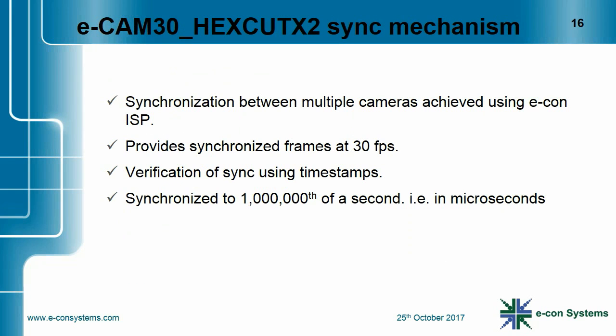One of the additional features of this product is the synchronization capability, and we have achieved 2 levels of synchronization in this product. The first level is the ISP-based synchronization, and the later part is done in the application using the timestamps. We verify the timestamps from the different cameras and make sure that the synchronization is always running and working fine between the different cameras. This camera also produces 30 fps of image data constantly, and the level of synchronization in this product is at the microsecond level, which is a millionth of a second.